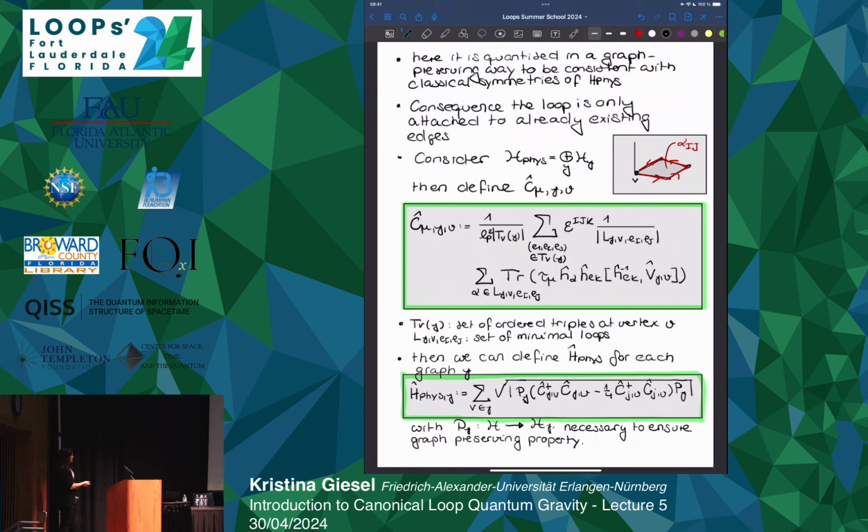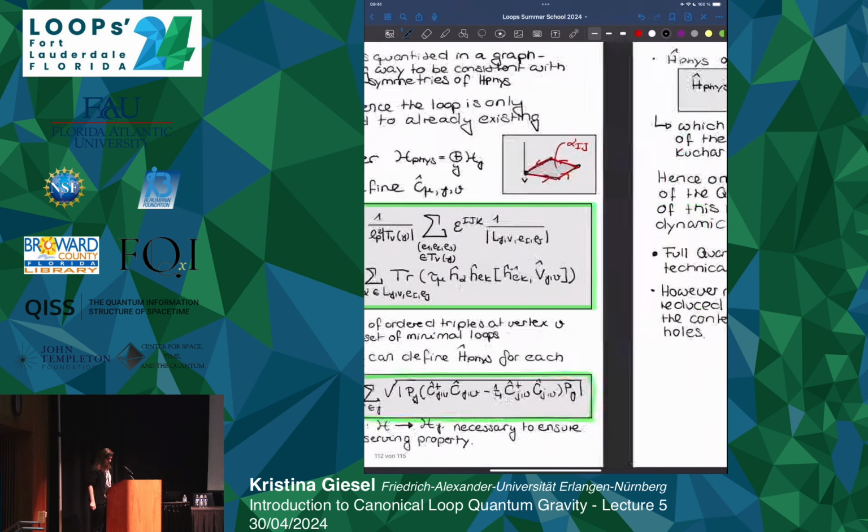There are additional projection operators sandwiched around this expression, which project from the entire Hilbert space to the particular graph Hilbert space, because we have to make sure that this operator is graph preserving. And by attaching this loop along already existing edges, it could be the case that the representation coupled to the trivial representation, which means that then this edge would be gone in a sense. And in order to avoid this and ensure that it's really graph preserving, these additional P gamma projections are included.